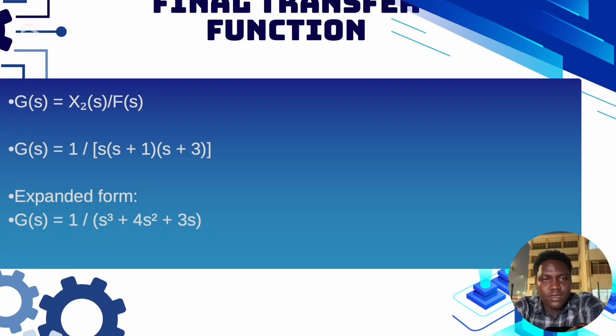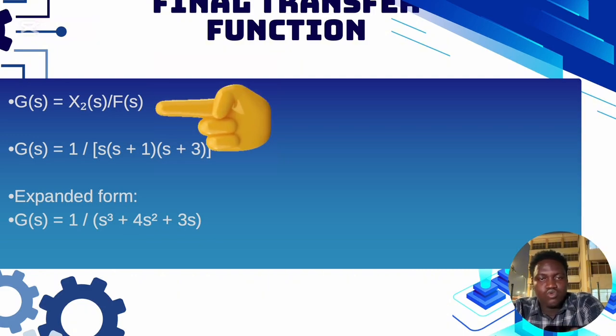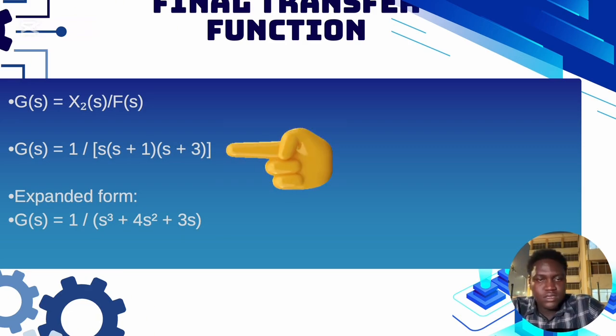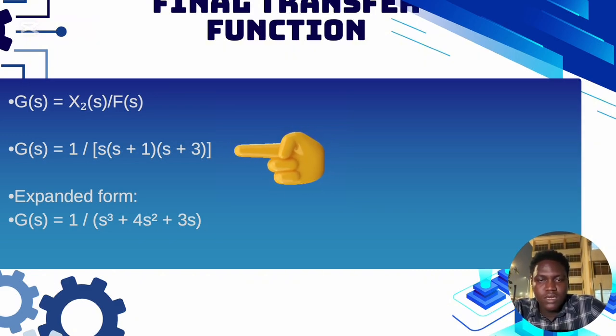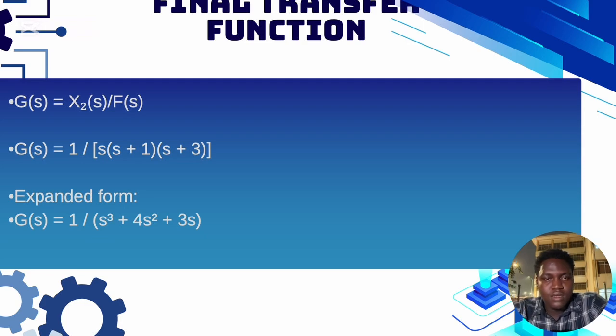My name is Fahad Aruna, and I'll be taking you through the transfer function. Under the transfer function, we divide both sides by the denominator. That is, G of s is equal to X2 of s divided by F of s. Therefore, G of s is equal to 1 over s times s plus 1 times s plus 3. Now to the expansion, we have G of s is equal to 1 over s cubed plus 4 s squared plus 3s. This is the required transfer function of the system.